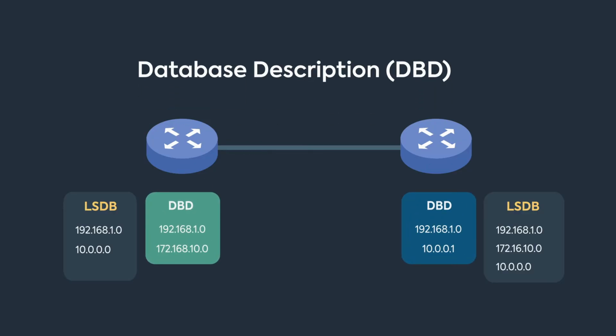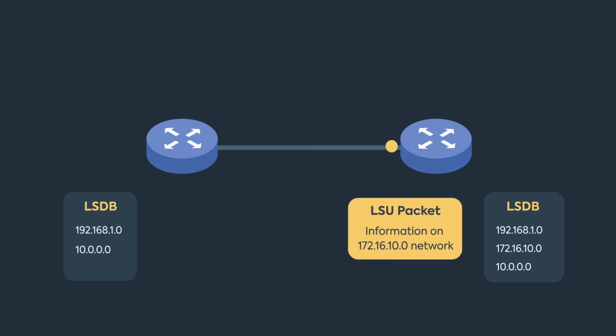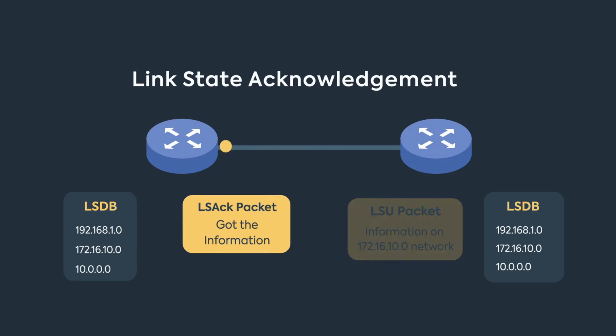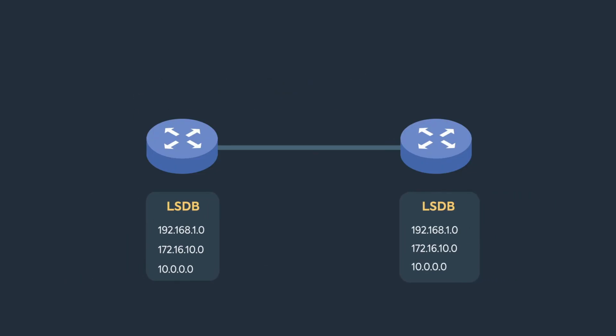Routers look over the DBD and request any information that they don't have using a link state request packet. The response is sent out using a link state update packet, and the link state acknowledgement is sent at last. At this point, routing information is exchanged and all routers have the same LSDB information.